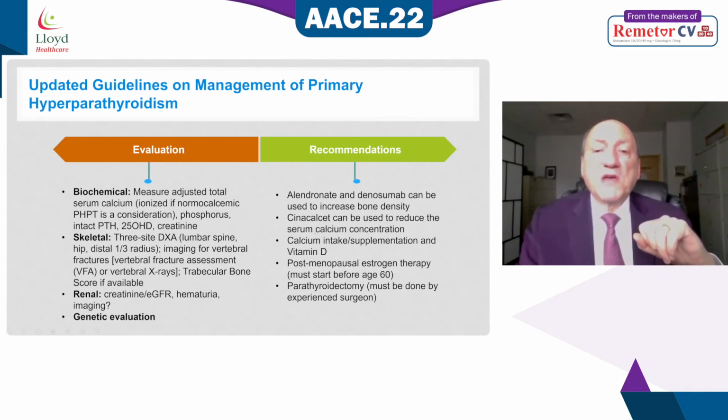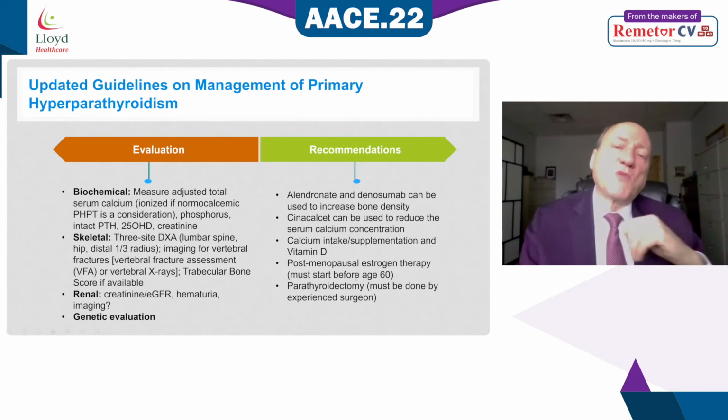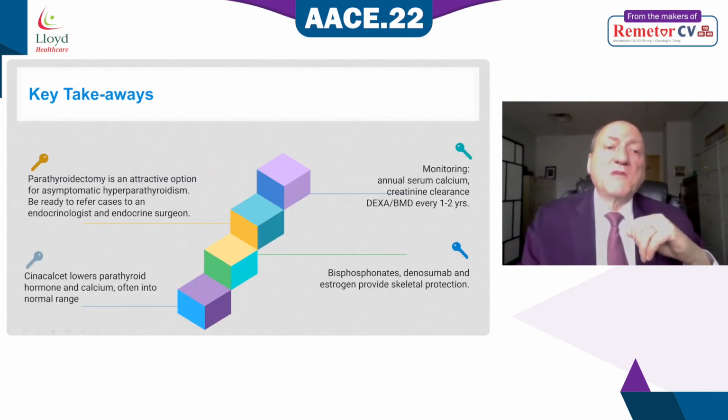Cinacalcet can be used to reduce serum calcium. Calcium intake and supplementation with vitamin D can be helpful. Postmenopausal estrogen therapy can be very useful, but you must start before age 60, otherwise you cause quite a bit of harm. And then parathyroidectomy is very, very helpful, but must be done by an experienced surgeon. So parathyroidectomy is attractive. You may need to refer your cases to an endocrinologist and certainly to the right endocrine surgeon. Cinacalcet, as I mentioned, monitoring the serum calcium, creatinine clearance, the DEXA every couple of years or so, and then bisphosphonates, denosumab, and estrogen will help preserve the skeleton.